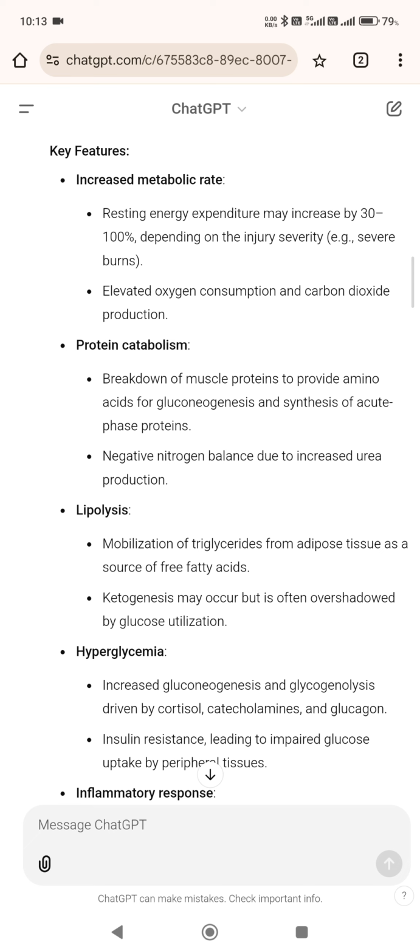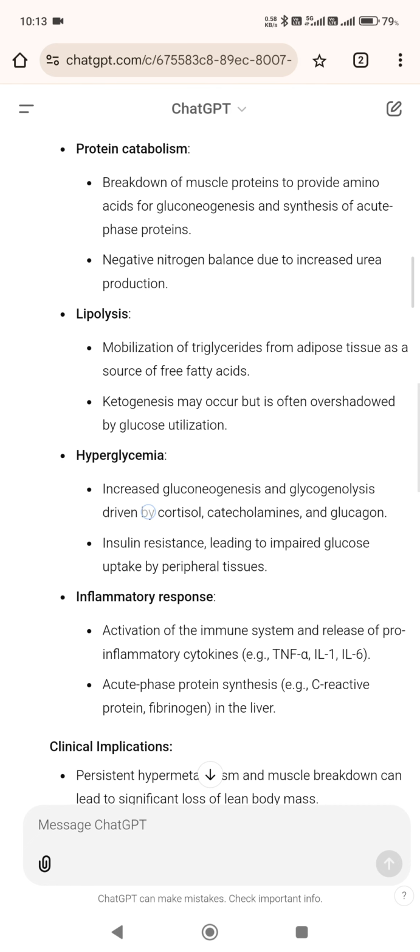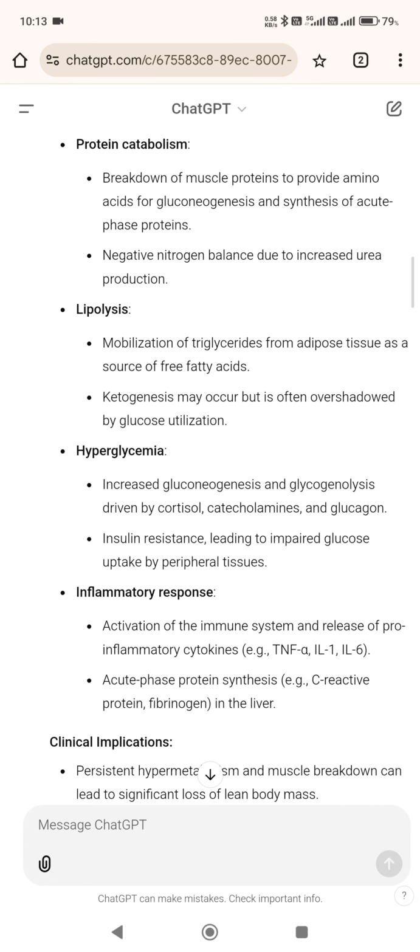Elevated oxygen consumption and carbon dioxide production. Protein catabolism, breakdown of muscle proteins to provide amino acids for gluconeogenesis and synthesis of acute phase proteins. Negative nitrogen balance due to increased urea production. Lipolysis, mobilization of triglycerides from adipose tissue as a source of free fatty acids. Ketogenesis may occur, but is often overshadowed by glucose utilization.